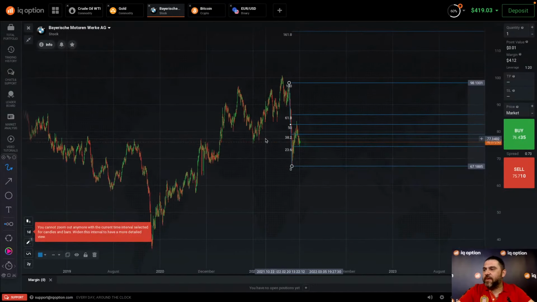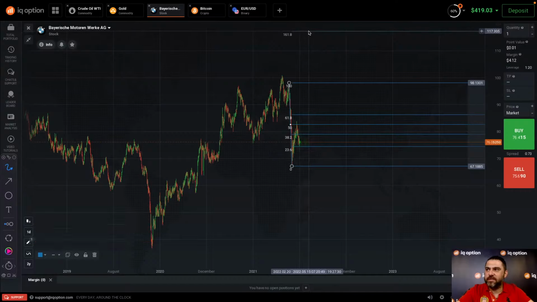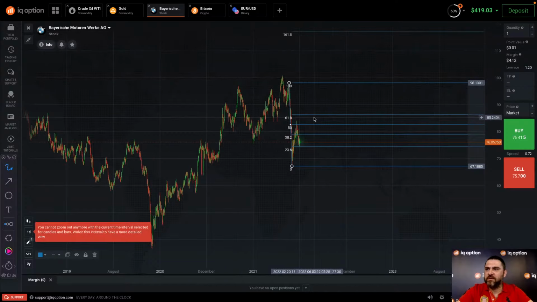See, many people could say there's the 161.8 all the way up there. This is a very possible thing to happen, but it'll take a load of time for this to happen since you're looking at 1 day candles. If this was 1 minute candles, then you could wait a few days and it would get there. But this would take months for BMW's price to go all the way up here.